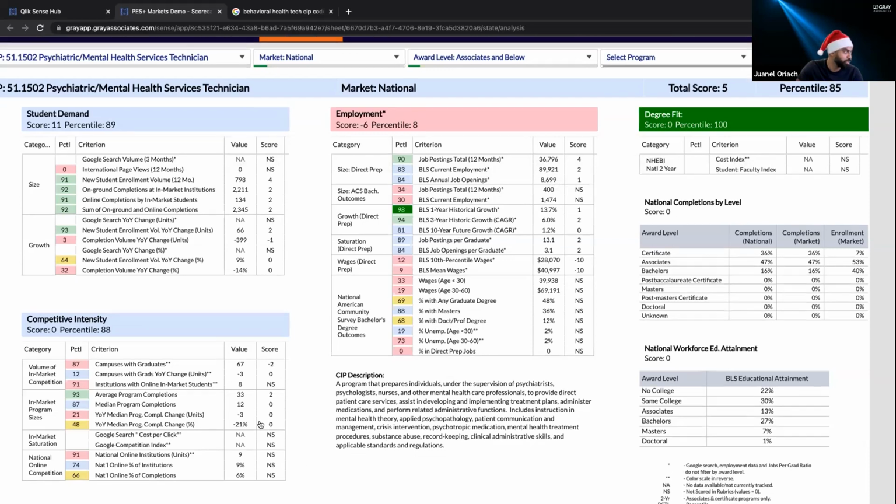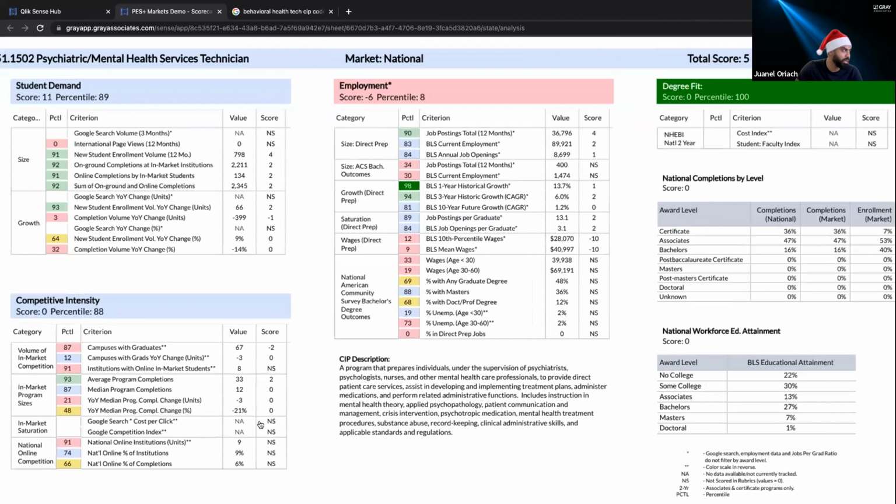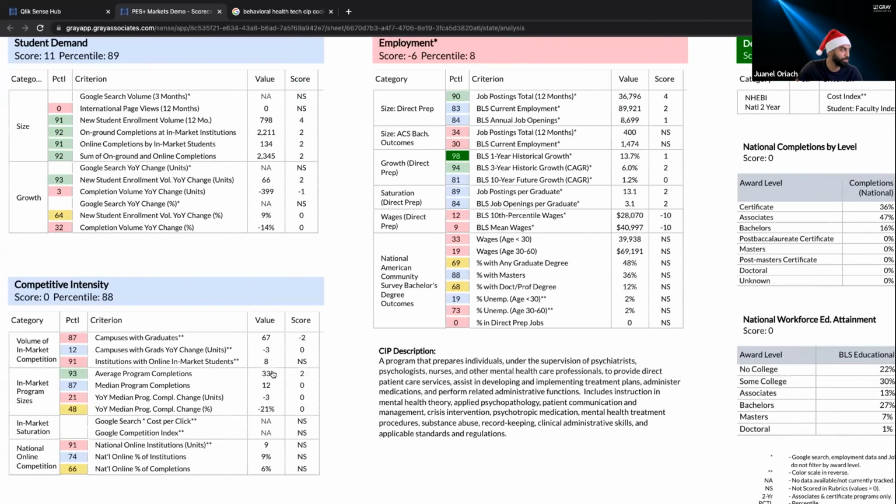And then if we look at the competition, some promising things as well, as the average completion volume is 33. So this is a relatively large program across many institutions, or at least when we look at the median, we'll see that there might be a couple players that are really big, and then everyone else is kind of trying to match that energy here as well. 67 campuses with graduates. That's an 87th percentile value there. So relatively competitive market here. 3 campuses left the market year over year.